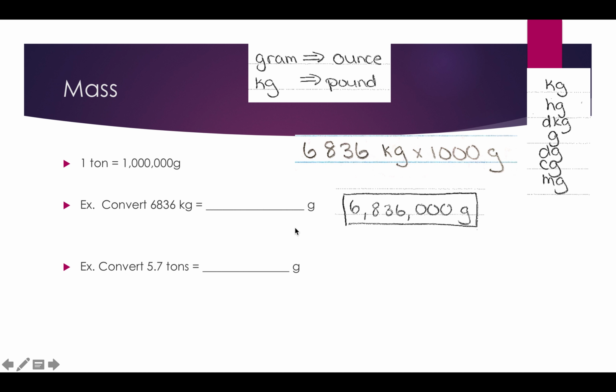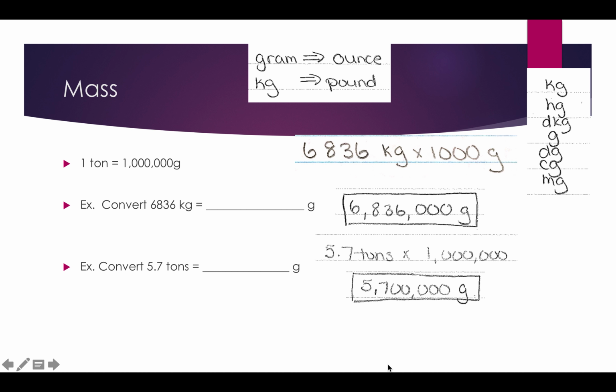Next, I'm going to take these tons and go to grams. Again, I'm going from big to small. So I'm going to multiply 5.7 tons. Now I just need to remember that a ton is 1 million grams. So I'm going to get 5,700,000 grams.